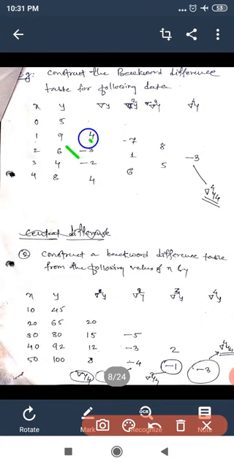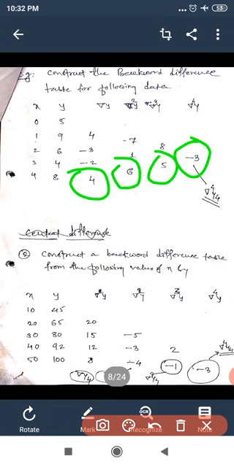-3 minus 4 is -7, -2 minus -3 is +1, 4 minus -2 is +6, which is the second difference. Then the next difference: the last difference is 5 and -3. Now in the backward table, we are taking the last values, this value, this value, this and this.